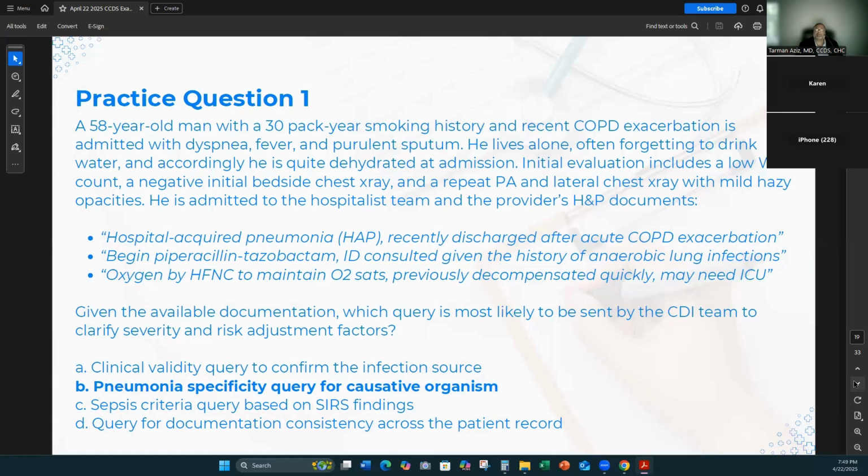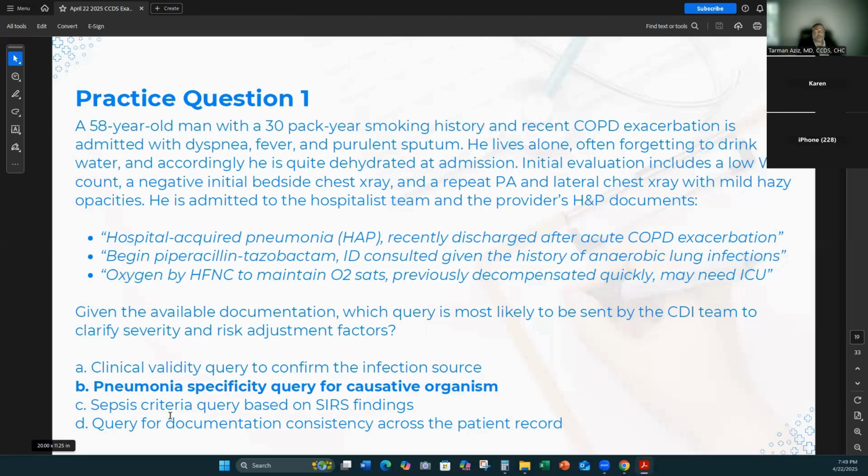But of course, we want to know that this current admission features not any old hospital acquired pneumonia, but in particular, a hospital acquired anaerobe is the driver of this infection. So, very good job getting to choice B here. The others: clinical validity query you would send when you're not sure about the diagnosis at all. It sure looks like there's some pneumonia on board from the story. So, clinical validation, not at the top of our list.